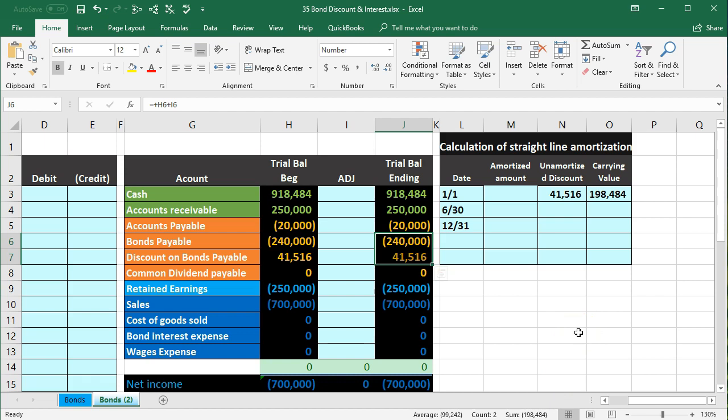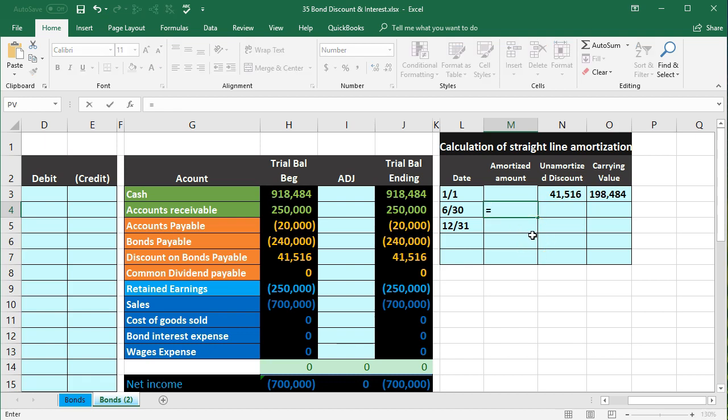We're going to make semi-annual interest payments, and we're going to reduce the carrying amount or reduce the unamortized amount each of those pay periods. So that means we're going to take the amortization here, which is going to be equal to, it's just going to be straight line, this 41,516, and we'll divide it by the number of periods. Now this is a little bit tricky because there's 15 years semi-annual, so that would be 30 periods. So I'm going to divide it by 30.